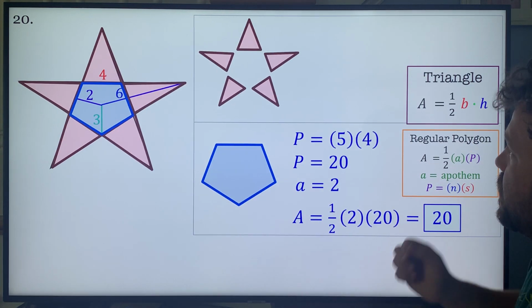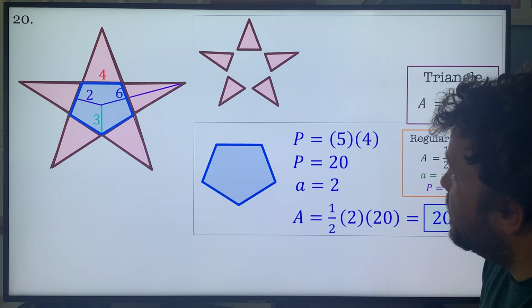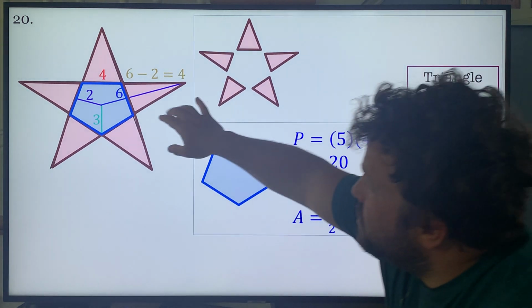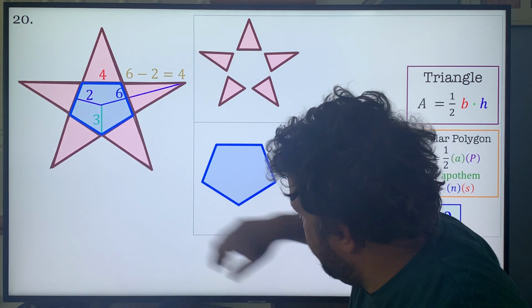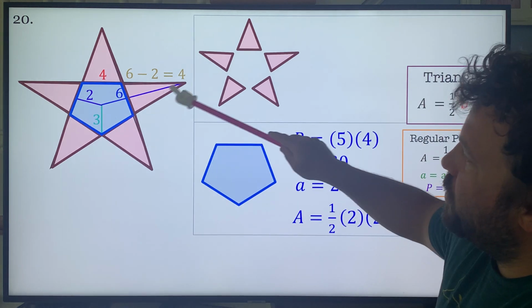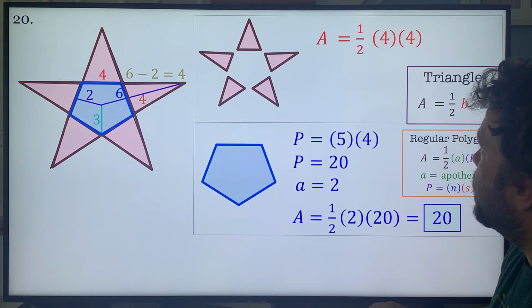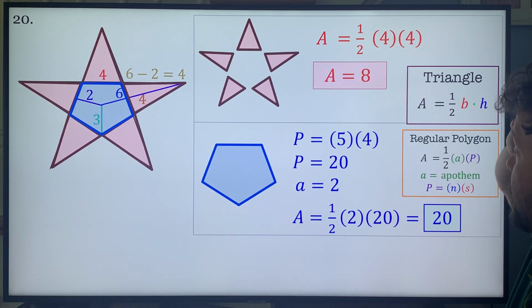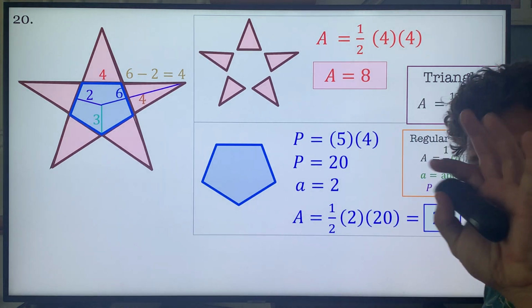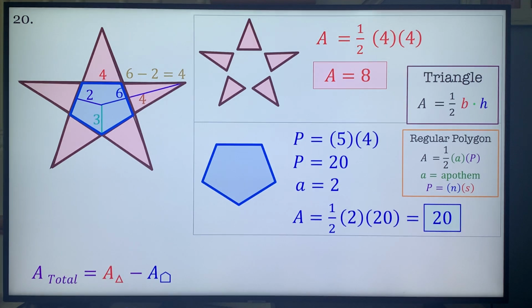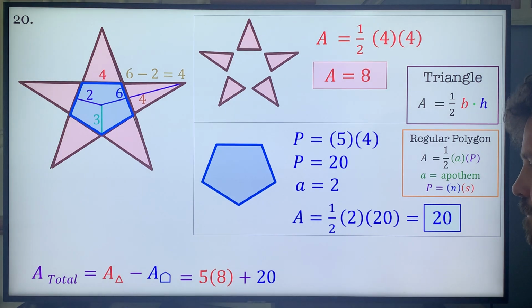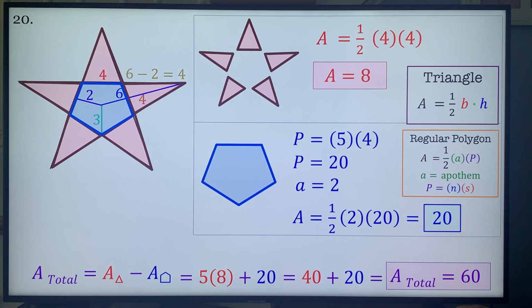All right. So when we do the triangle, it's 1/2 base times height. All right. 6 minus 2. 6 minus 2 is 4. So this height is 4. So that means your base and your height are both 4. So 1/2 of 4 times 4 is 8. And I have 5 of them. So my total area is the area of all the triangles plus the area of the pentagon. So it's 5 times 8 plus 20. And 40 plus 20 is 60.